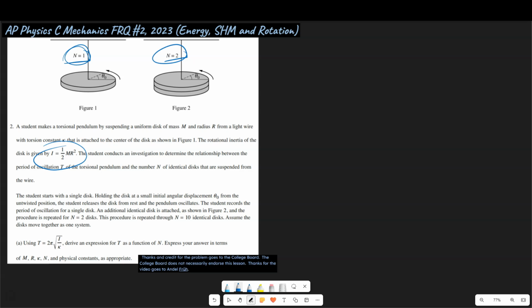Okay, fair enough. Then it says, using this equation down here for the period, derive an expression for the period as a function of n, the number of discs involved. And then we're working with these constants down here as appropriate. Fair enough. So let's just start here. I'm going to talk you through it, but if you want to pause and think about what you would write, please do so now.